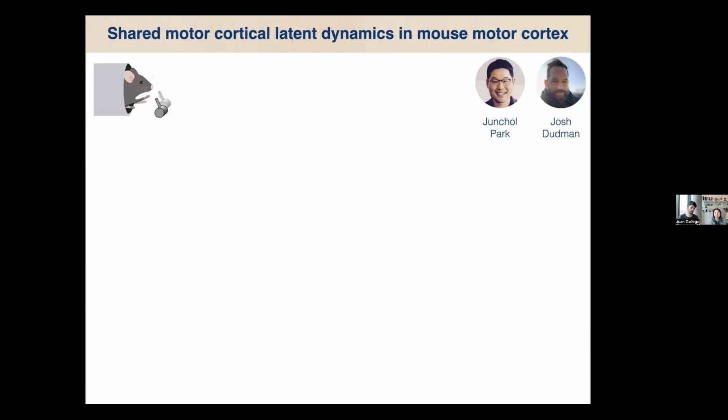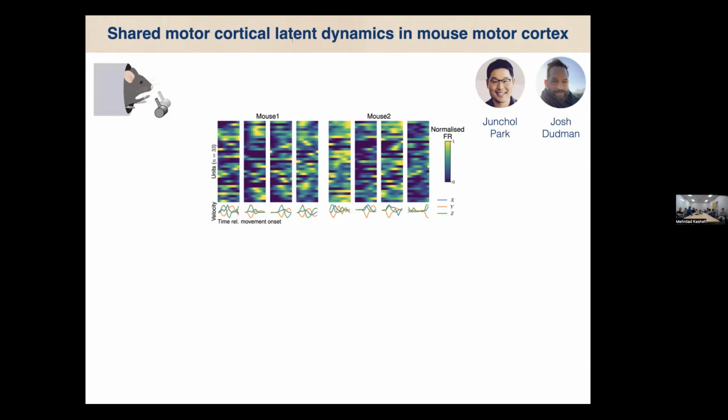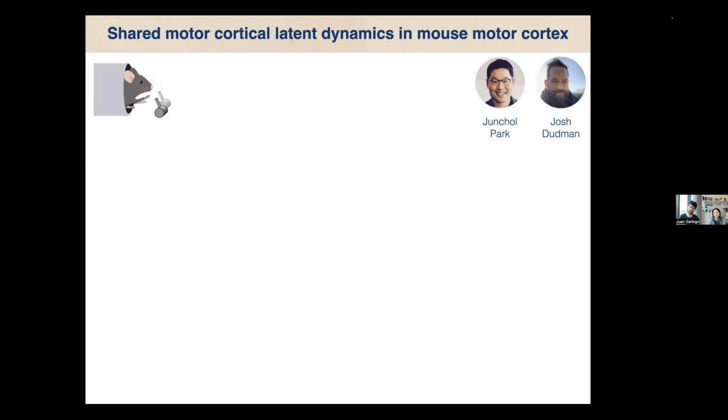Now, we wanted to extend this result to another data set from our collaborators, Josh and Juncho Park from Janelia, in the mouse, for 2 reasons. One is to show that this result generalizes to mouse, which is interesting. But the second one is that these were mice performing a very cool task, and I should have added the reference to the paper here. It's on bioRxiv, the first author is Juncho Park, where we explore this task a lot.